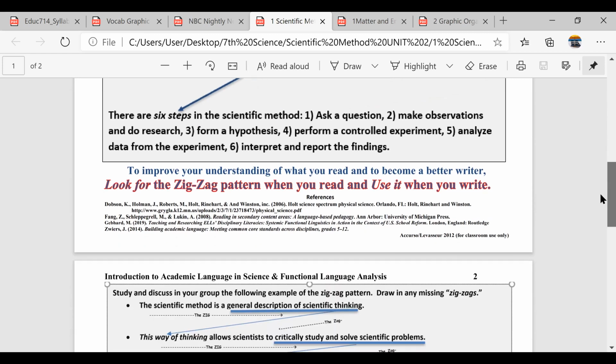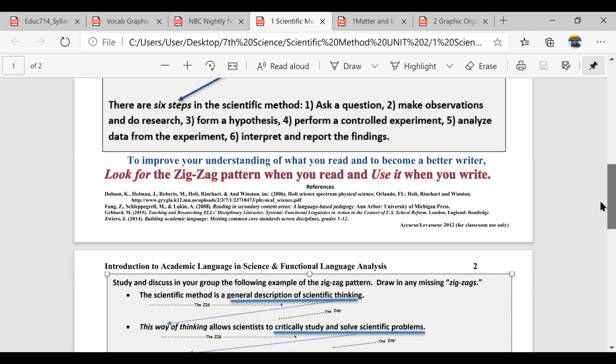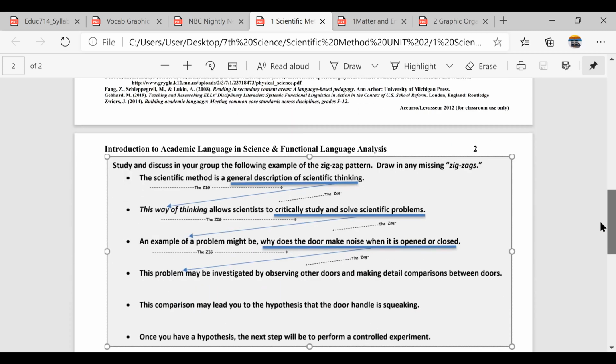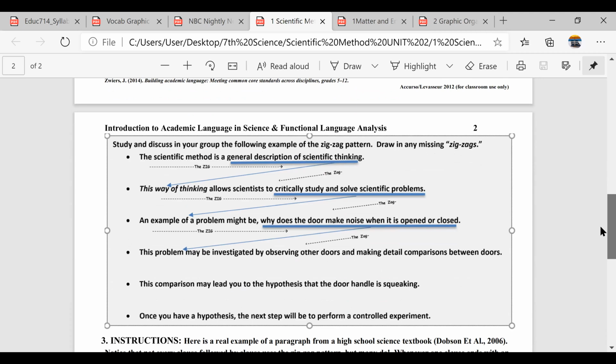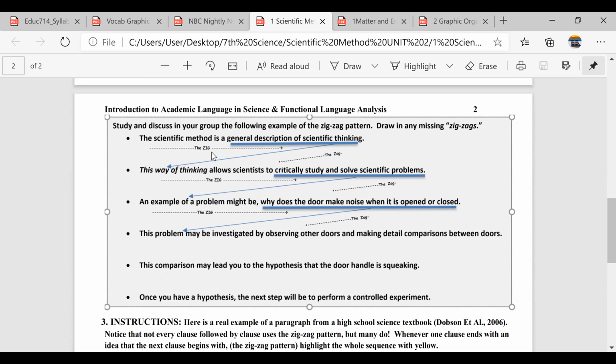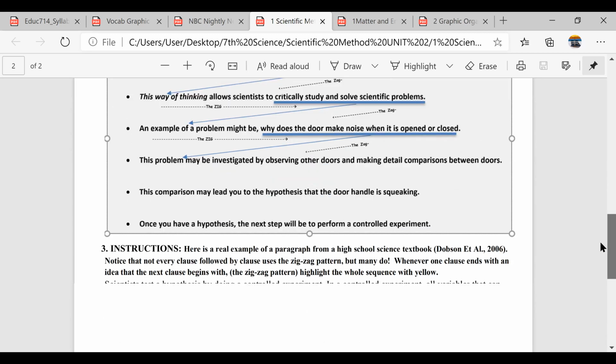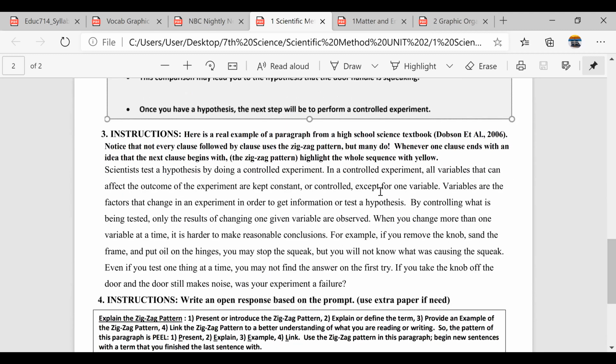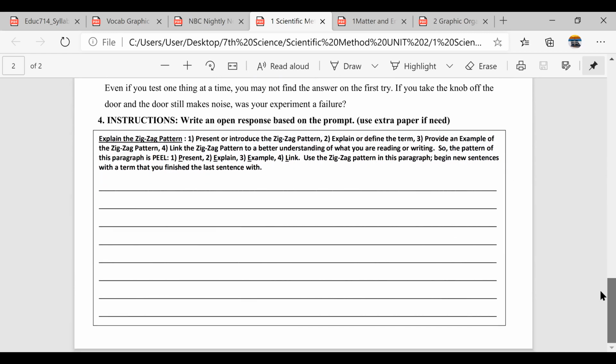So I want the students to look for the zigzag pattern when they read, and I want them to start using it when they write. So on page 2, I essentially have just taken the textbook and written the paragraph out. So the first part, I'm again modeling for them the zig and the zag, and then I begin doing it with them in this section. And then we start doing it together in the true paragraph form.